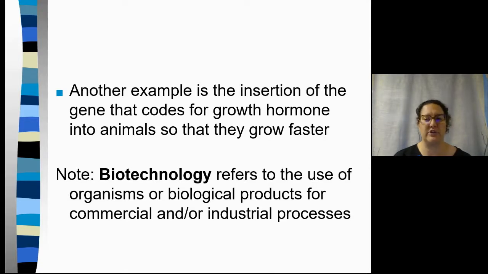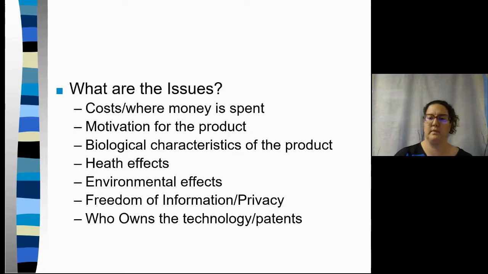have a lot of ethical issues that people consider before they're approved for use. So what are some of these issues? The cost of this: is this an effective place for money to be spent by corporations and governments? Is there motivation for this product? Do people want to eat livestock that have had growth hormone introduced into them? The biological characteristics of the product: are we going to have a whole bunch of really large cattle now that aren't going to fit into typical cattle liners and slaughterhouses? The environmental effects.